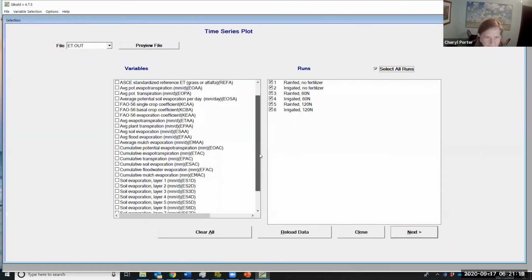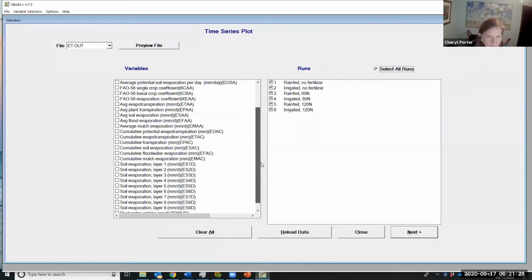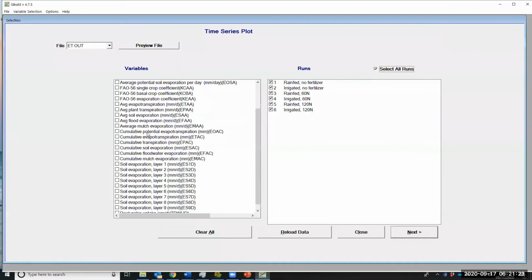Okay, let's look at cumulative. I'm looking for cumulative evapotranspiration. Let's look at this one. Okay, so this is the cumulative evapotranspiration, so this is the soil evaporation plus the plant transpiration over the season.